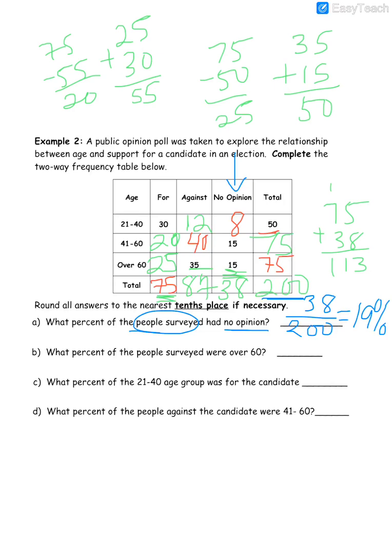Okay, so what percent of the people? Again, we're talking about 200 over 60. In that specific case, we are looking at all the over 60s. And if I go across, all the over 60s was 75 people were over 60. And if I do 75 divided by 200, I get 37.5%.